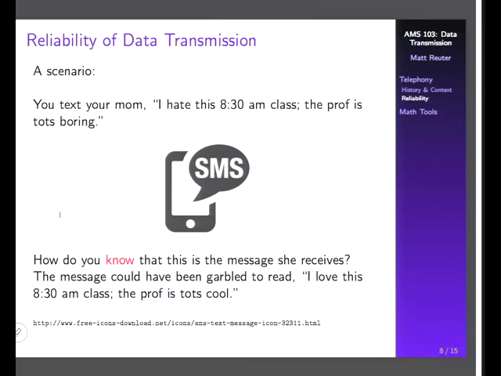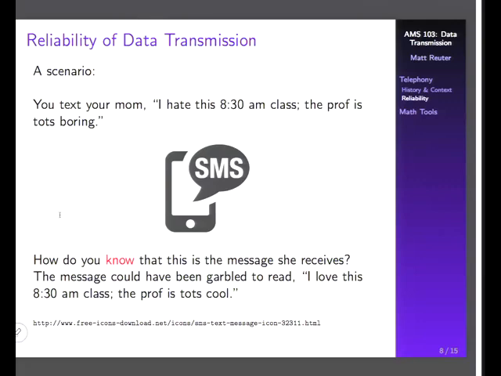Okay, so the most robust way to do this would be at some point later, you look at her phone, and you can go look in the log and see that she did in fact get the right message. Is that a particularly good way of ensuring data reliability? No, because if you had access to her phone, would you be using text messages? Probably not. You would just tell her, oh, I hate this 8:30 a.m. class.